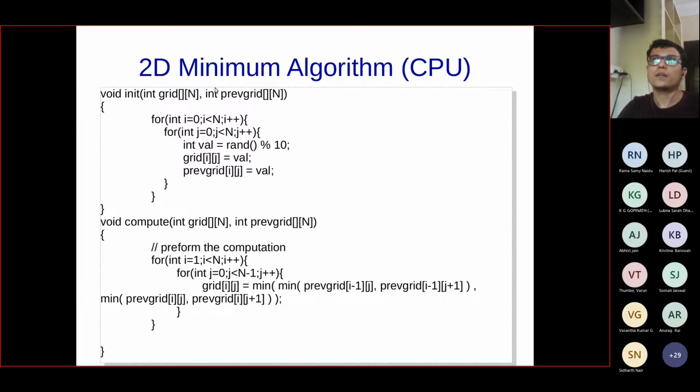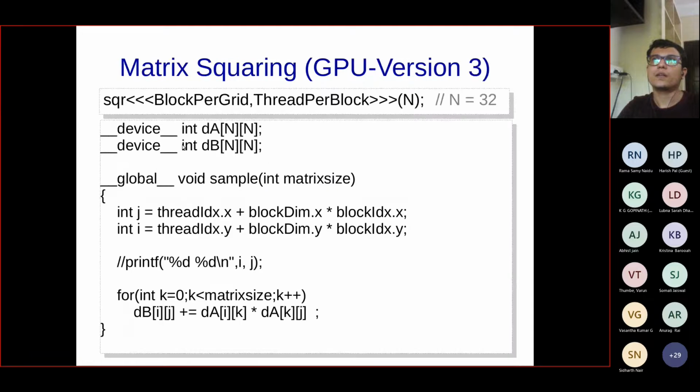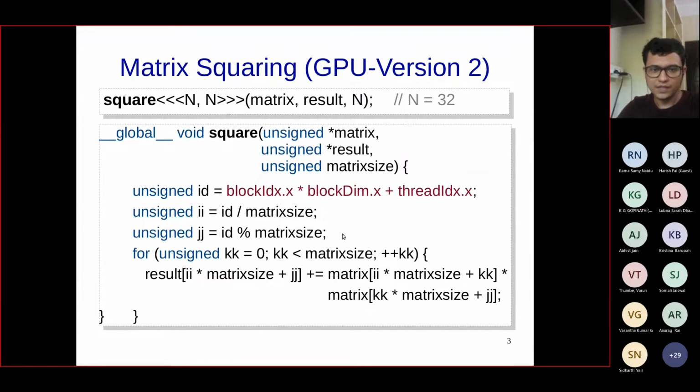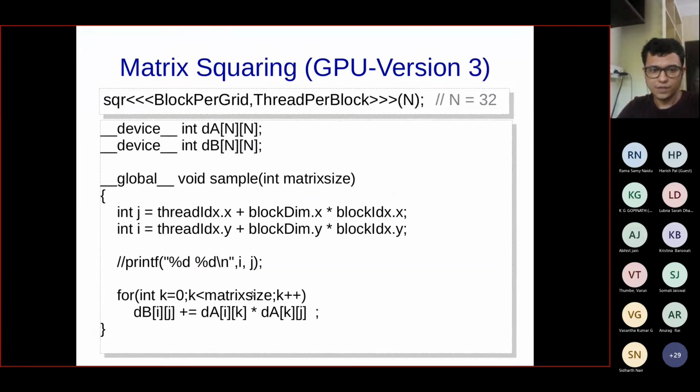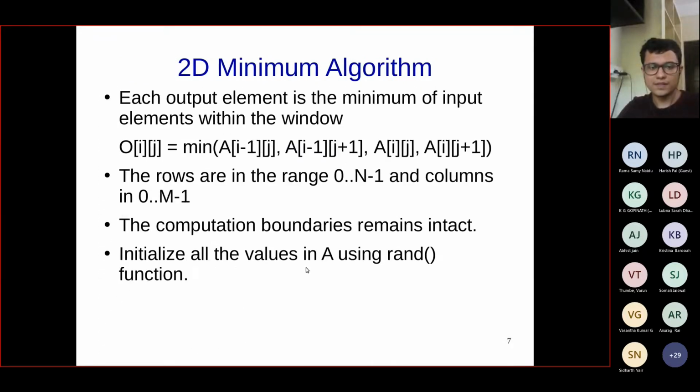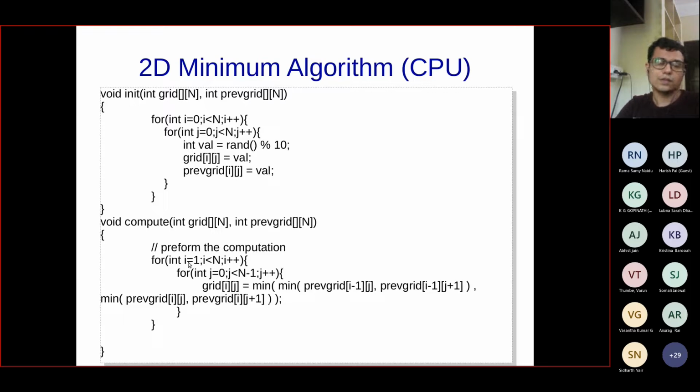And one hint that I would like to give you here is that the code is very similar to this matrix squaring code. But in matrix squaring, we had triply nested loops, and we were parallelizing two loops, and the third loop was kept as it is. But in this case, we are parallelizing both the loops, and there won't be any loop inside the kernel. So I request each and every one of you to try thinking about how we can write the GPU code corresponding to this 2D minimum algorithm, and then we'll discuss.